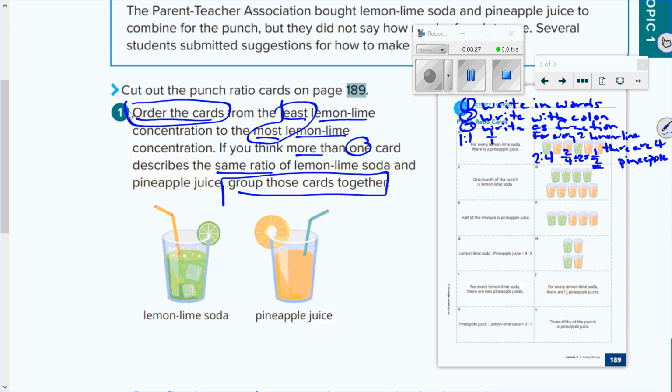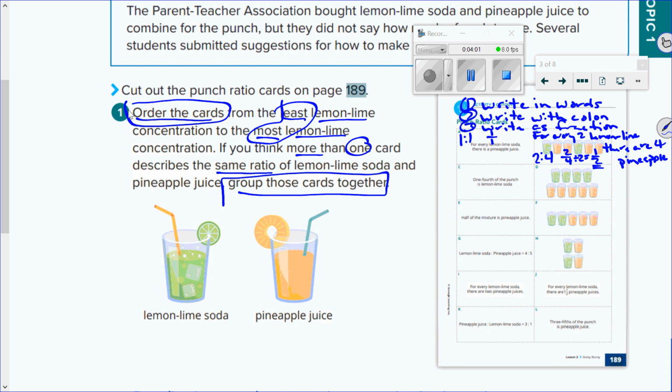So first you're going to cut these into small pieces, so every card is by itself. You're going to write the ratio in all 3 formats. If you write really large, you can write it on the back of the card in words, but there's plenty of room on the front to do the numbers. So you should have the colon format and the fraction format. Then you're going to rank them from least lemon lime to most lemon lime, putting any ratios that are the same in the same line. Everybody clear?